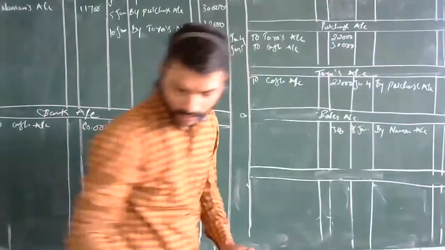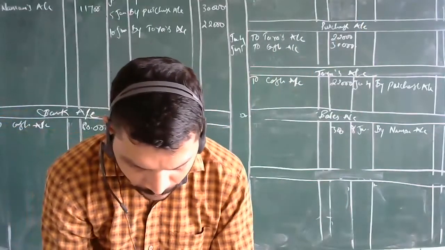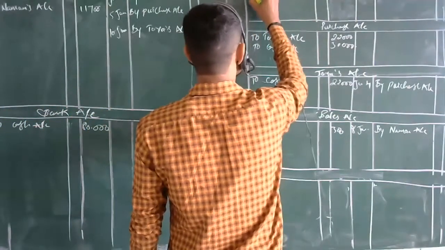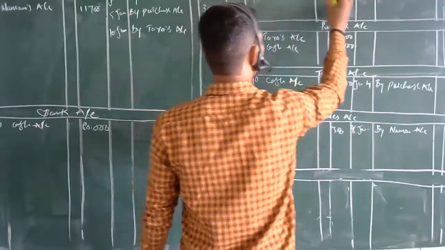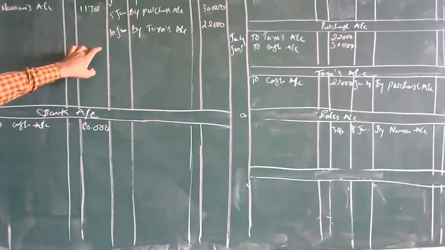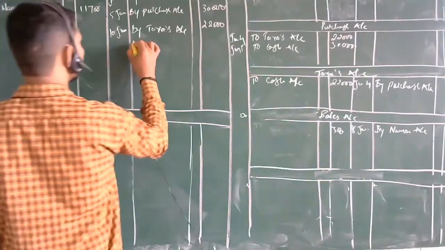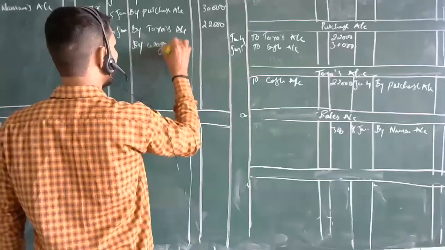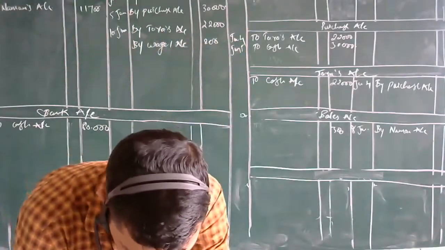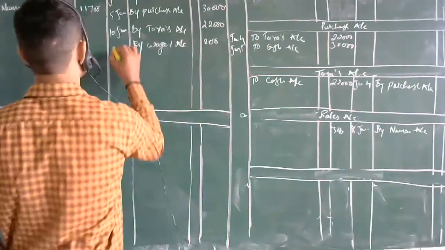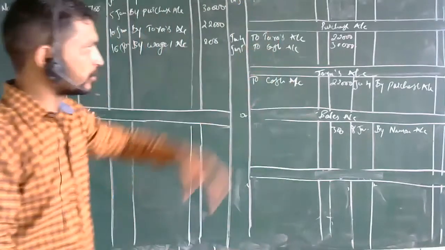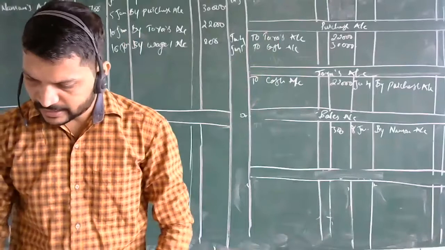Now in wages account, what is the next entry we had taken? Wages account debited to cash account. So wages account is debited by cash. Here, to cash account 200, and in the cash account what we are going to take: by wages account 200. So what is the date for this? For wages, 16th Jan.